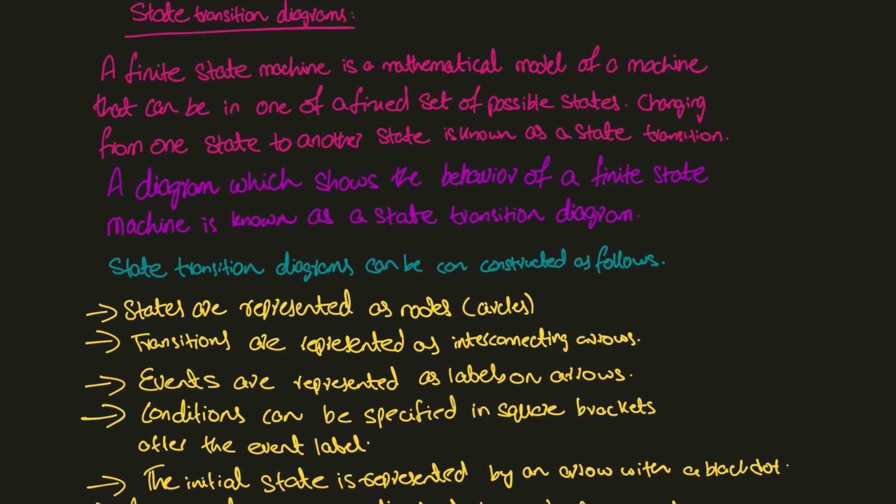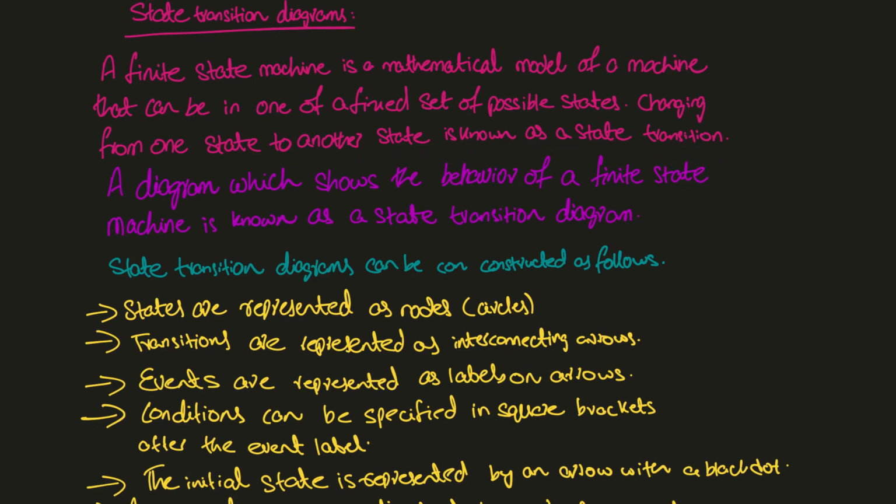So now we move on to state transition diagrams, right? What is a state transition diagram? First of all, we need to have a background of what a finite state machine is. It is a model of a machine that can be in one of any fixed possible states. You'll have possible states, and it can be in either one of those states. It cannot have another state apart from what is defined for it, right? Changing from one state to another state is known as a state transition.